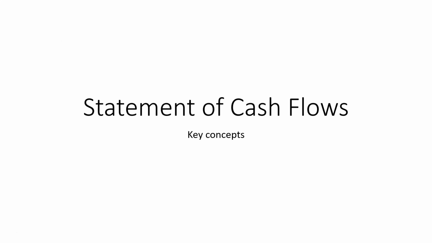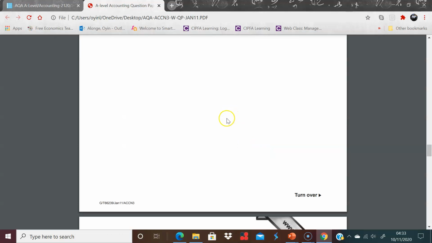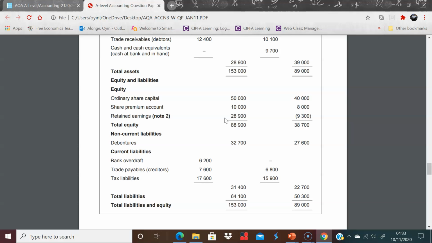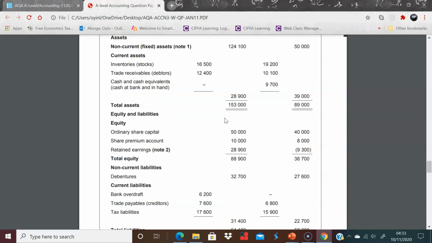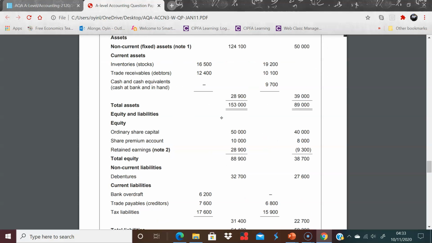So the issue here, first of all, is to understand what we're trying to do. Cash flows, I'll take you to the question I will be using. Ultimately, a statement of cash flow is fundamentally saying, this is 2009 and 2010, tell us the movement of cash. In a way, we already have our answers. We just want to understand how we got there.